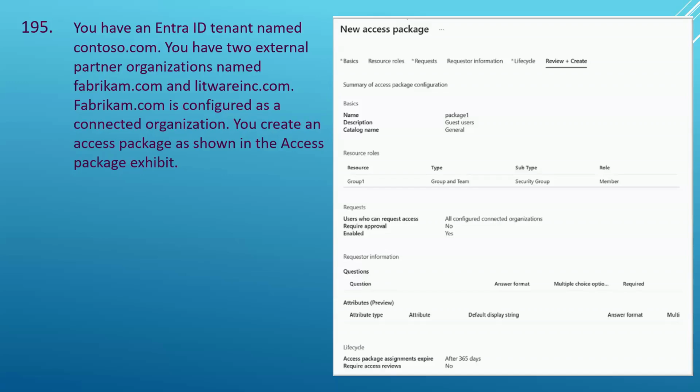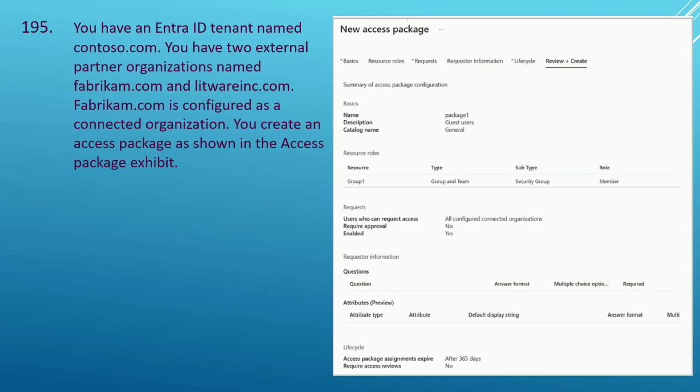You create an access package as shown in the access package exhibit on the right-hand side of your screen. The name of the package is package 1, description is guest user, catalog name is general, and then it is applied to a group named group 1, which is a security group, and role is member. Now, basically it tells you who can request access: all configured connected organizations. So this is why I was telling you, make a note that fabricam.com is configured as a connected organization, whereas litware-incorporation.com doesn't have any mention. So we can assume that it is not connected.